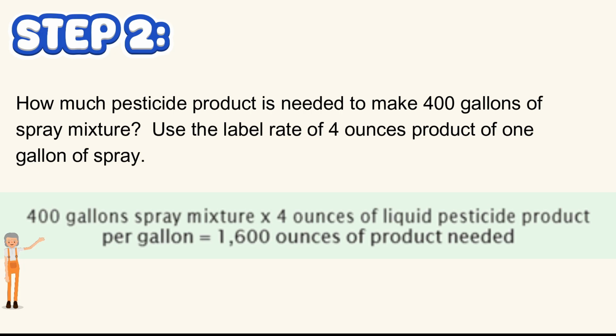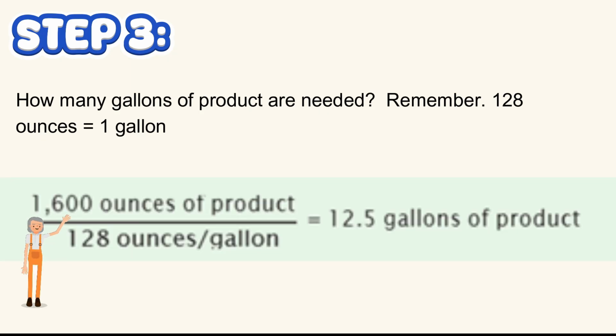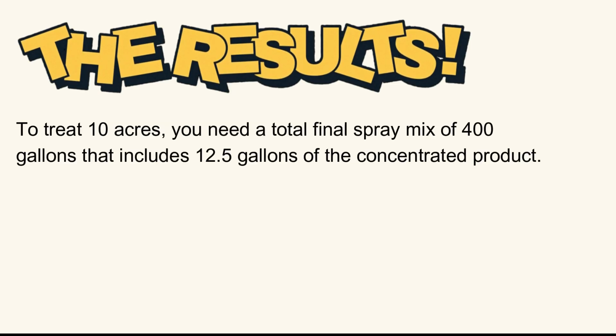Now we're ready to move on to step 3. In step 3, we're going to figure out how many gallons of product are needed. Remember, 128 ounces equals 1 gallon. We're now going to take the 1,600 ounces of product we figured out in step 2, and we're going to divide it by 128 ounces. So we finally have figured out, to treat 10 acres, you will need a total final spray mix of 400 gallons that includes 12.5 gallons of the concentrated product. This gives you the final answer to our question.